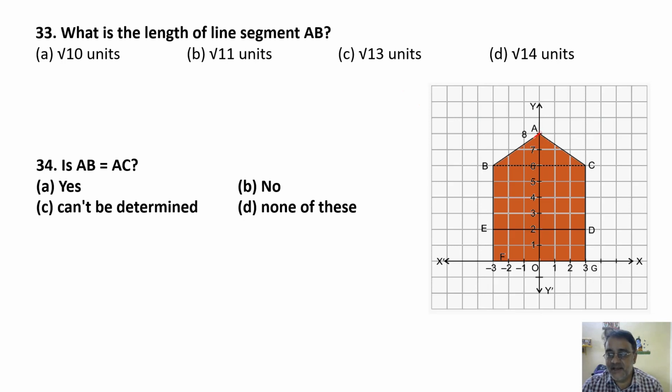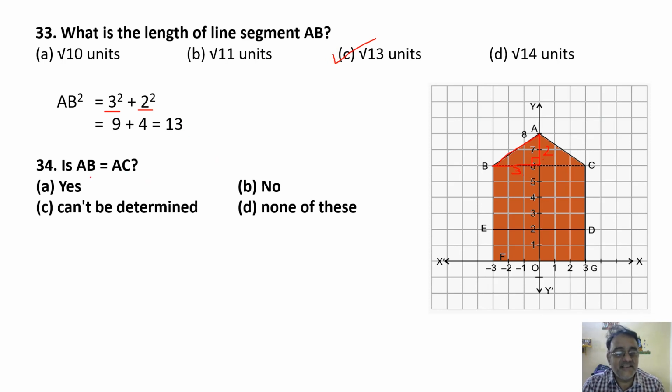Now see, we have to find AB, right? This line. Now the length of this one is 3 units, and the length of this is 2 units. And this is 90 degrees, so we can use Pythagoras theorem. Okay, this length will come out. So AB square is equal to 3 square plus 2 square, that is 9 plus 4, 13. So AB will be root 13 units. So the correct option is C.